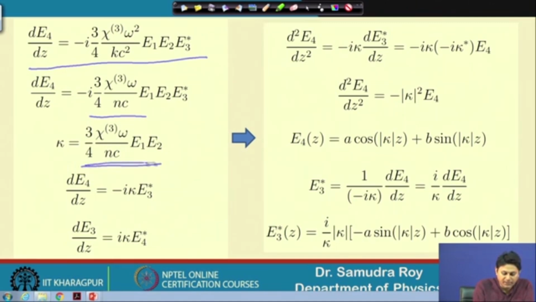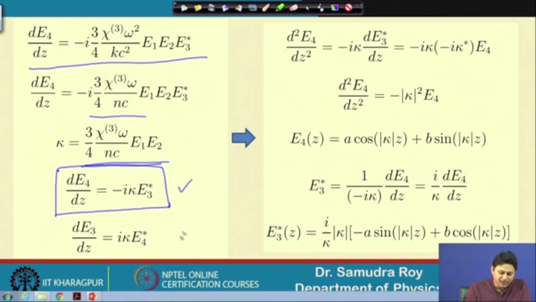If E1 and E2 are constant, as I mentioned, E1 and E2 are the amplitudes of the pump. If the pump is strong and I consider that there is no depletion of the pump, then the amplitudes of the pump E1 and E2 become constant. So the entire term will remain constant, and if I write this constant as a coupling term, then finally we have a very important equation in our hand, the evolution equation of E4, which is dE4 dz is equal to minus i kappa E3 star.